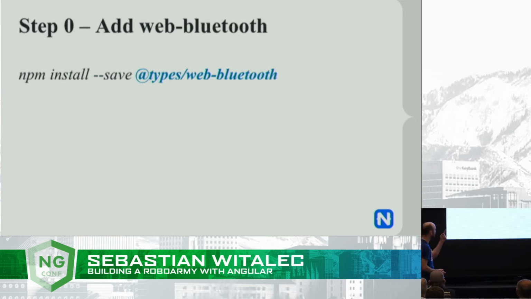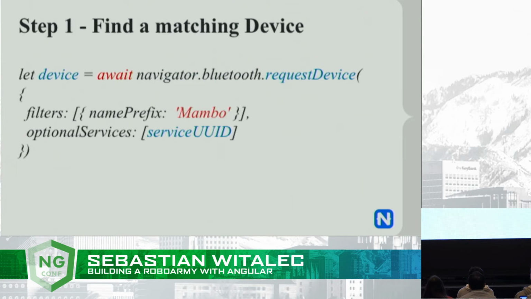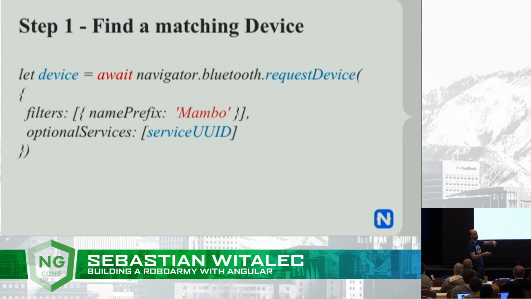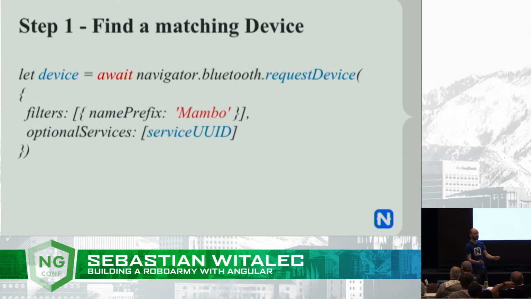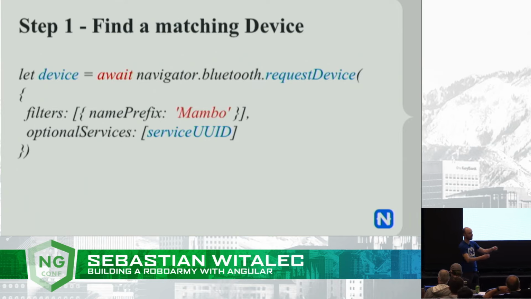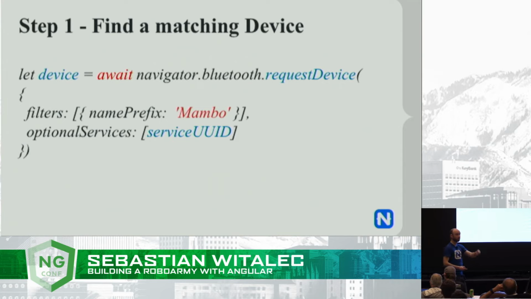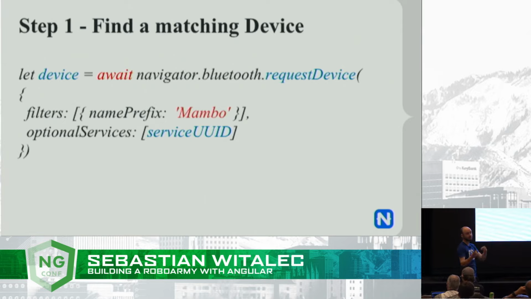The way you can use it, you have to go through a bunch of steps. First, it's quite useful if you install Web Bluetooth typings. Then the first thing you have to do is request a device and provide some parameters. So you say, okay, I want to find all the devices whose name starts with Mambo, and you provide the UUIDs of the services that you're interested in using, okay? And what this will do is pop up a little window in the browser of the user showing all the devices that you can find in the area. Okay? And when the user accepts it, that's when the promise returns and we get a device.